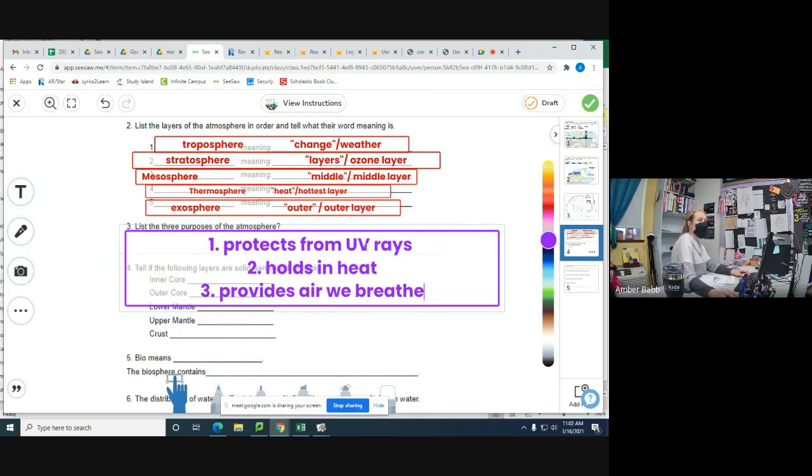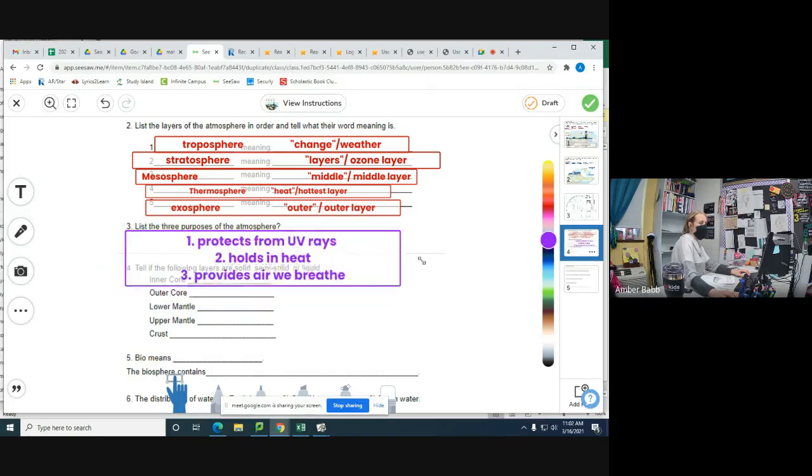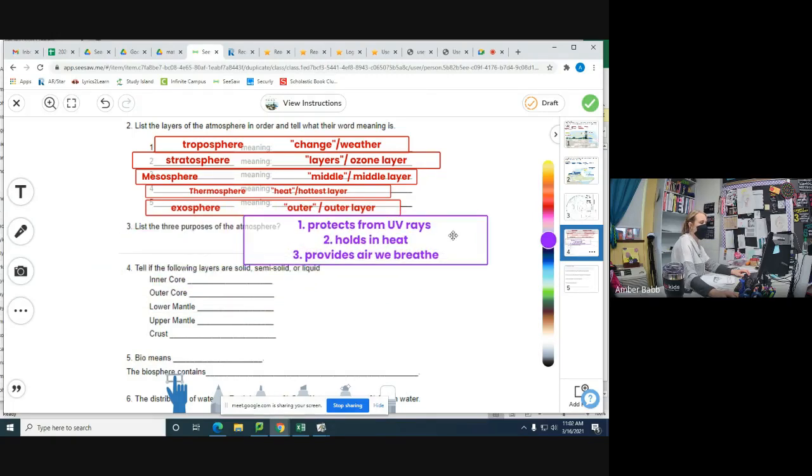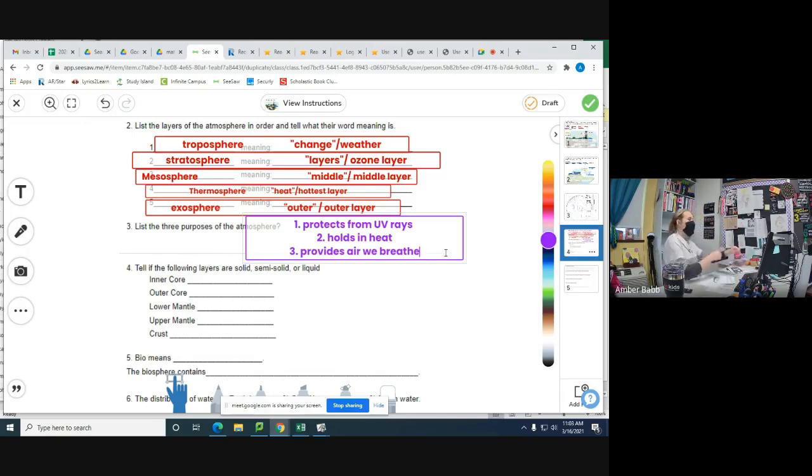Could we live if any of these 3 things disappeared? No. If it did not protect us from UV rays, we would get burned up and die. Yep. If it did not hold in heat, we would freeze to death. Yeah, and the ozone. And if it didn't give us air, we really wouldn't last very long at all. The ozone is going away. All right, those 3 things. Yes, you need to know all 3 things and be able to list all 3 things on your own. This test is going to be a doozy, guys. Be prepared.